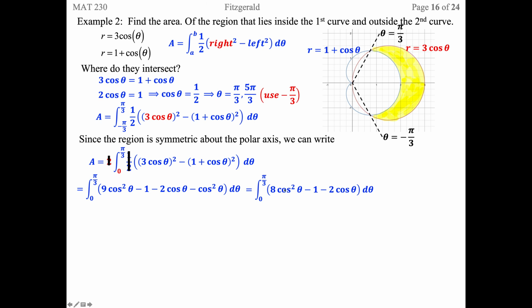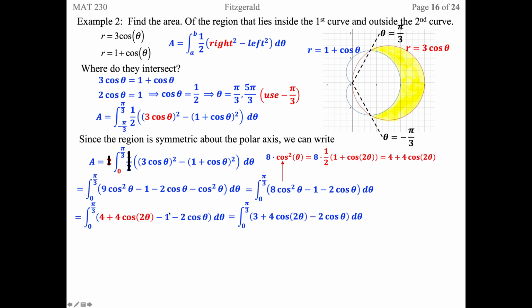Okay, here we go, cosine squared theta. There's that identity I told you about. We'll have to know this one too. So cosine squared theta is 1/2 times 1 plus cosine 2 theta. So multiplying that by 8 makes that 4 plus 4 cosine 2 theta. So I'm going to swap this out, and then subtract this 2 cosine theta. Oh, not like terms, hold on. We'll add the 4 and the negative 1, so we'll make that a 3. So now we can integrate this.